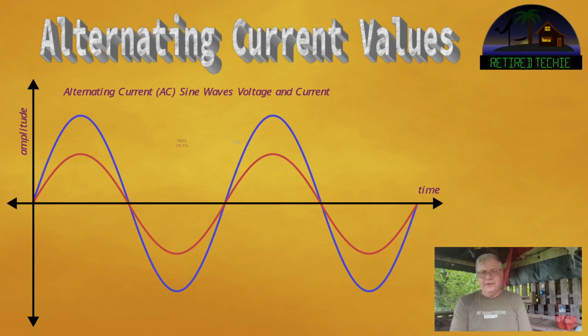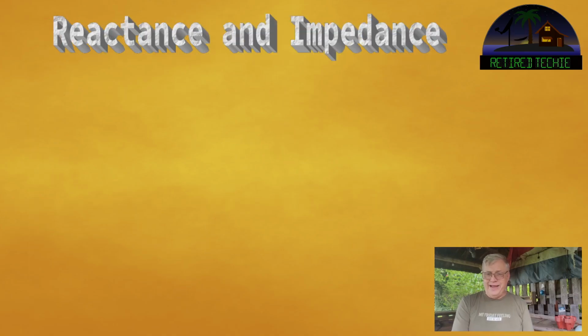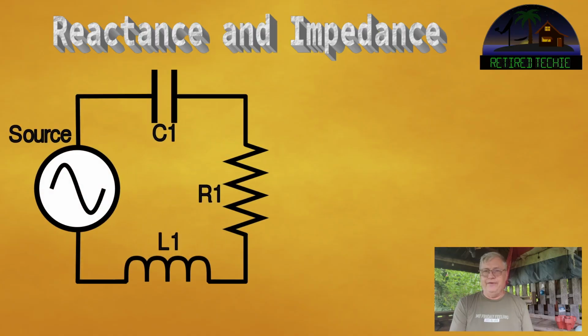And okay, I'm not going to go into reactance and impedance, but I want to talk a little bit about them here. These all deserve a separate video unto themselves, but if you have an AC source, AC sine wave, we have two components, a capacitor and a coil or inductor that provide reactance, and impedance is derived from reactance.